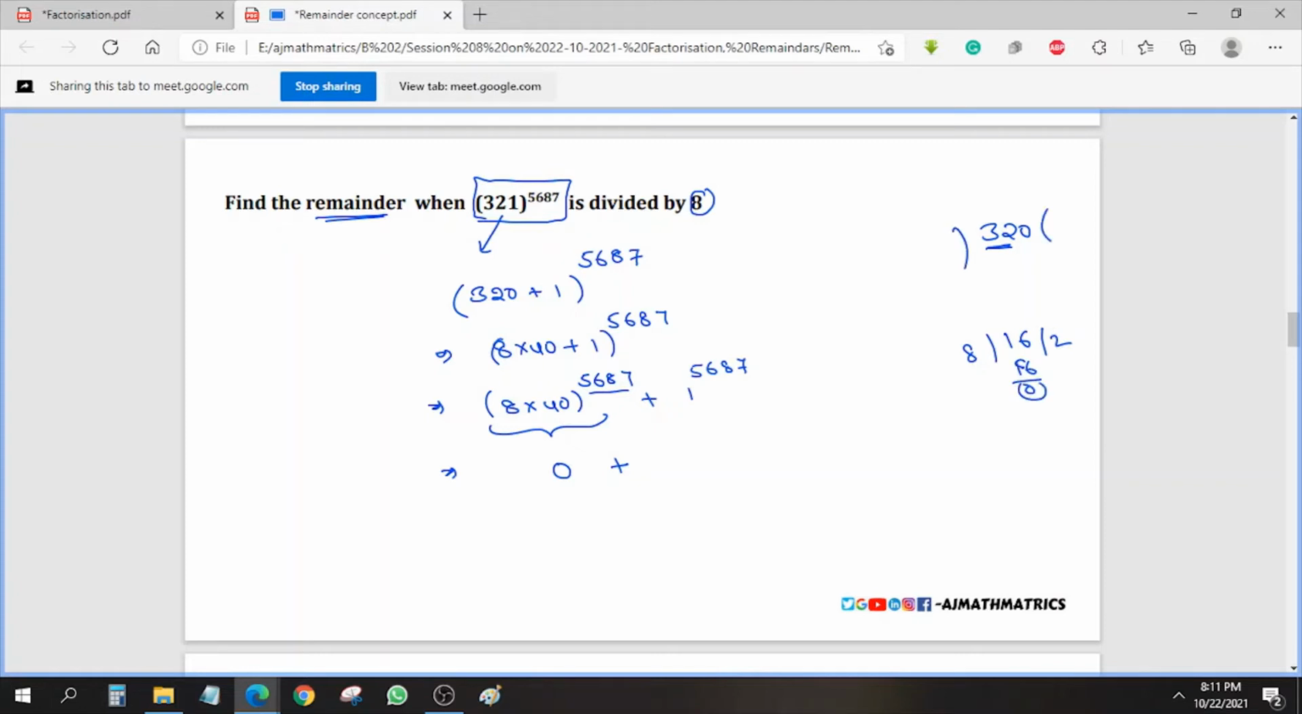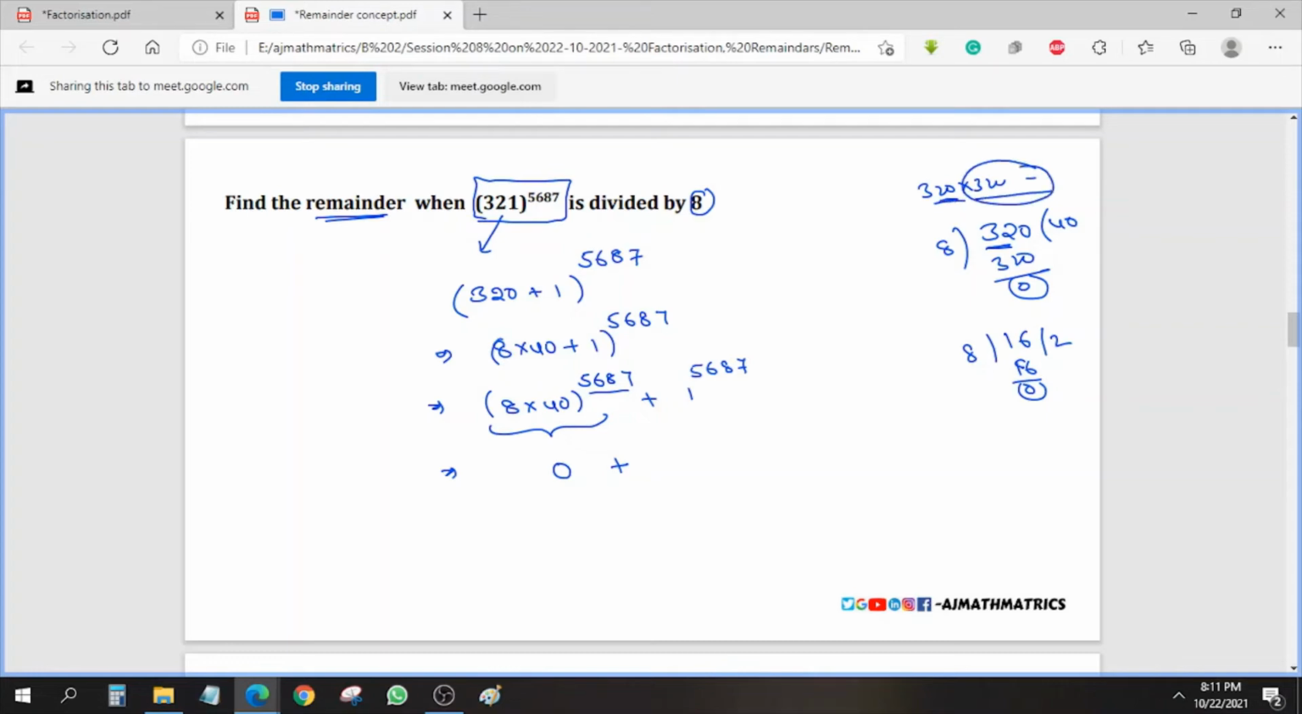Similarly, if we divide 320 by 8, we get 40, so 320 gives the remainder as 0. So 320 power 5687 means 320 into 320 into 320 into 320, so everything is a multiple of 320.